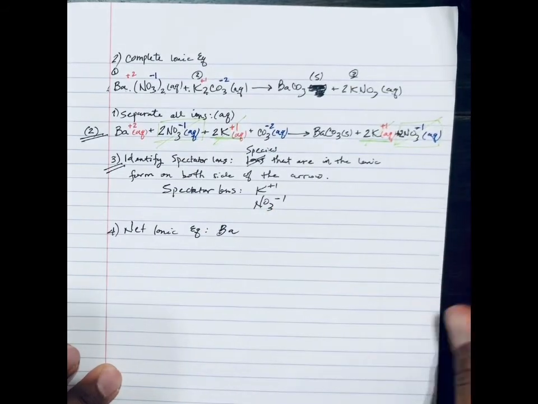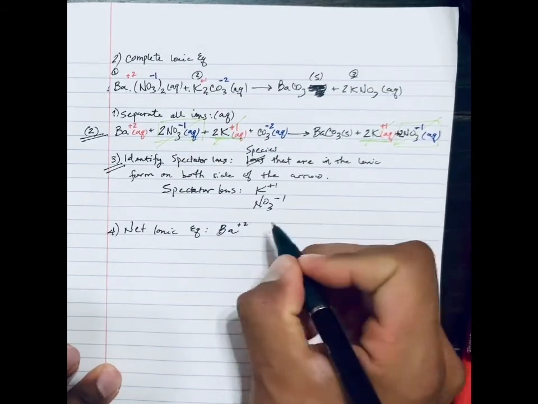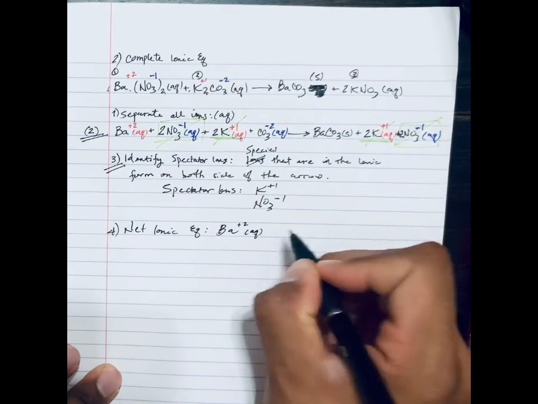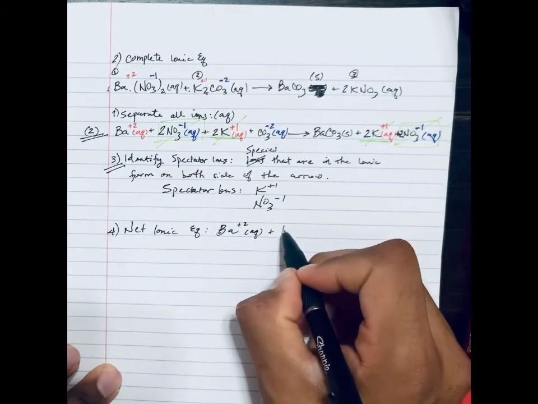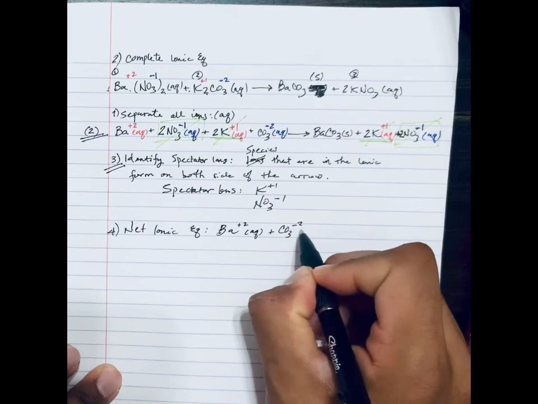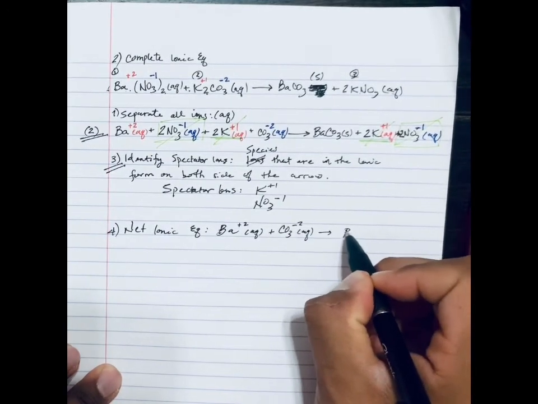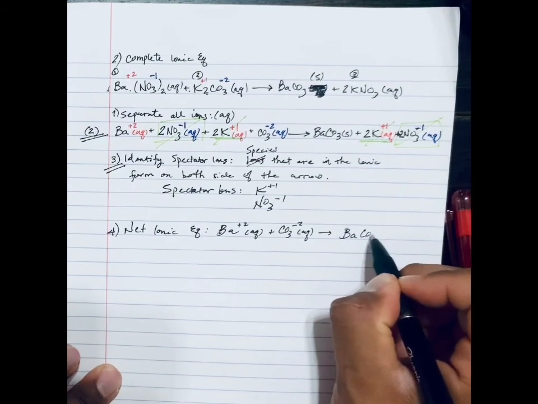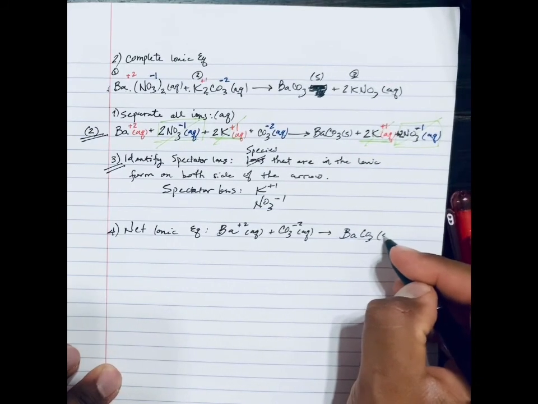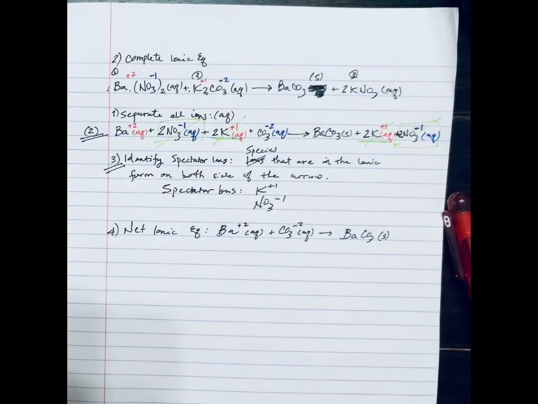Ba plus 2, I'll show you in black, plus CO3 negative 2 yields barium carbonate. And that is your net ionic equation.